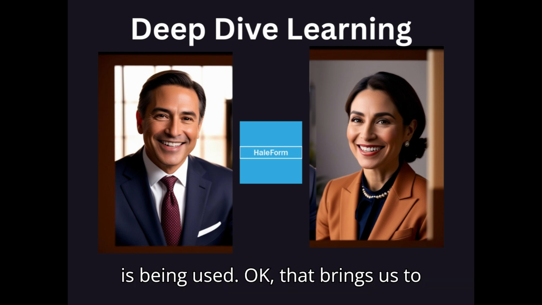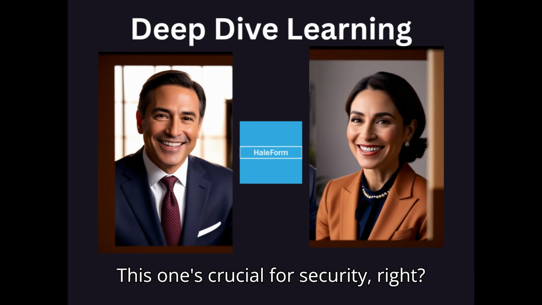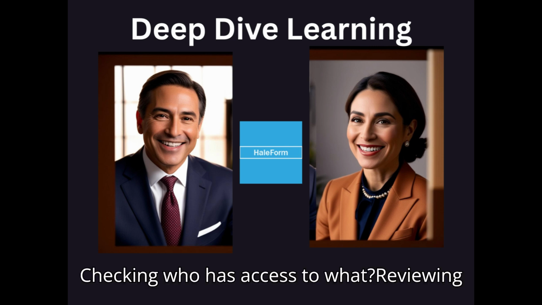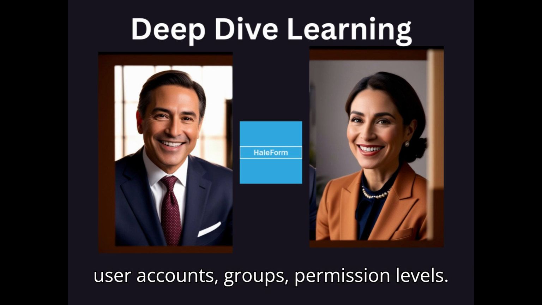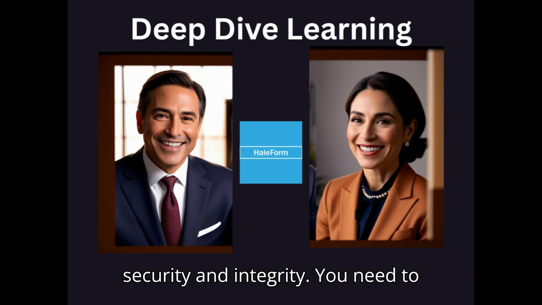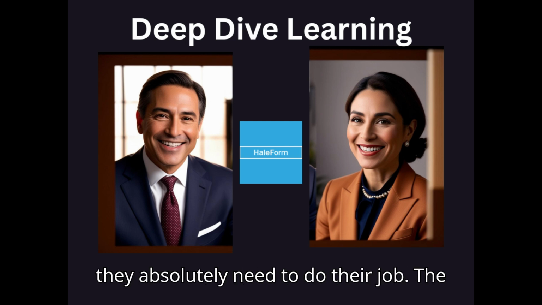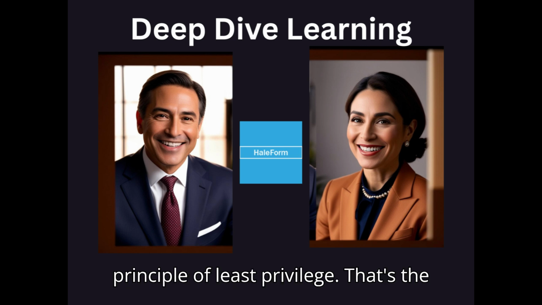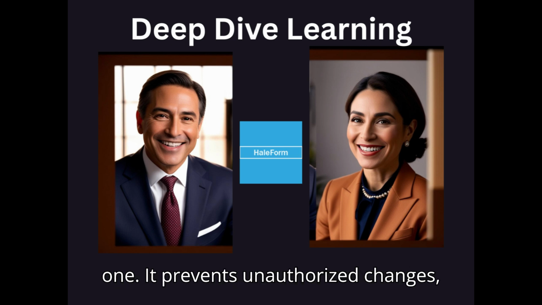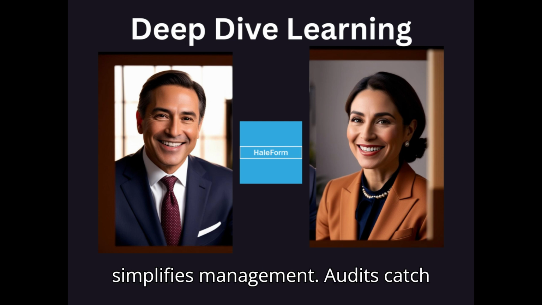Okay. That brings us to number 4. User access and permissions audit. This one's crucial for security. Right. Checking who has access to what. Reviewing user accounts, groups, permission levels. Exactly. The why is all about data security and integrity. You need to ensure users only have the permissions they absolutely need to do their job. The principle of least privilege. That's the one. It prevents unauthorized changes, accidental or otherwise, and it just simplifies management.